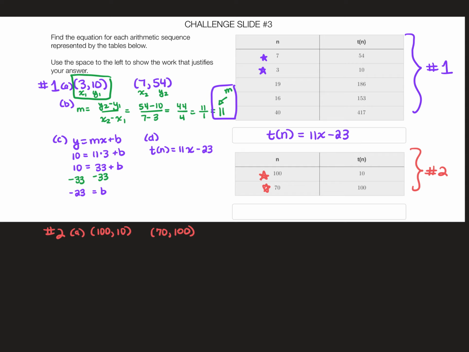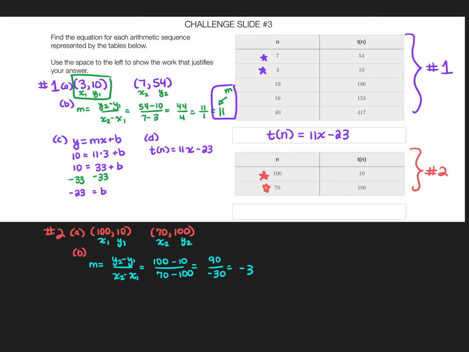So part B is using our slope formula. So I'm going to label my points here, x1, y1, x2, y2, and we're going to use our slope formula, which is y2 minus y1 over x2 minus x1. So y2 is 100, y1 is 10, x2 is 70, x1 is 100. So what I get is 90 over negative 30, which is negative 3.